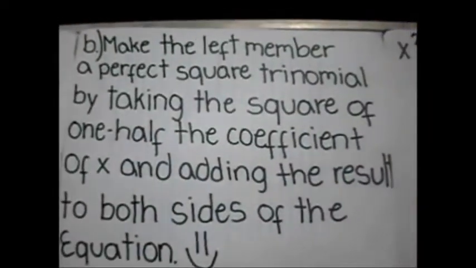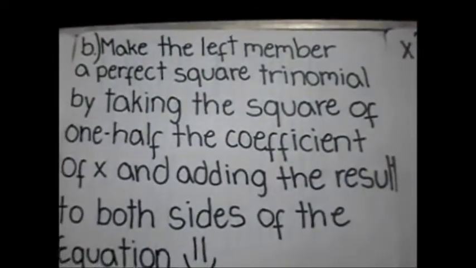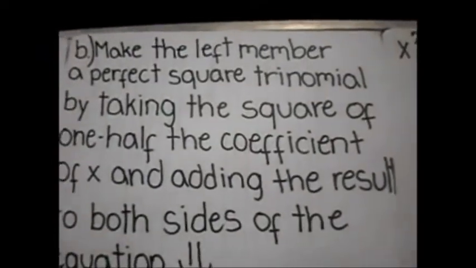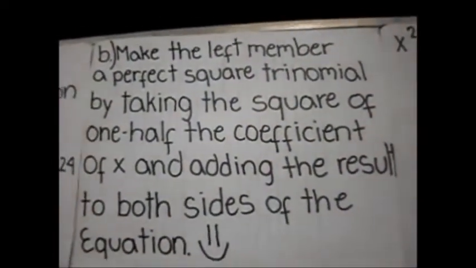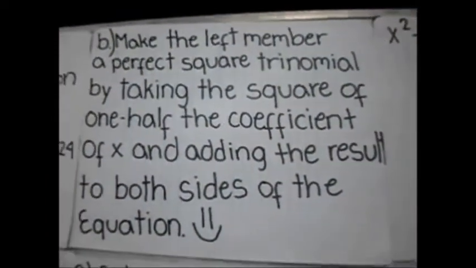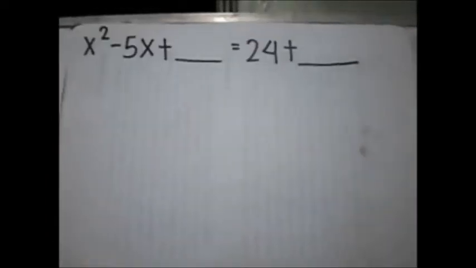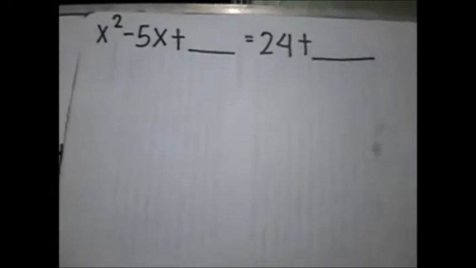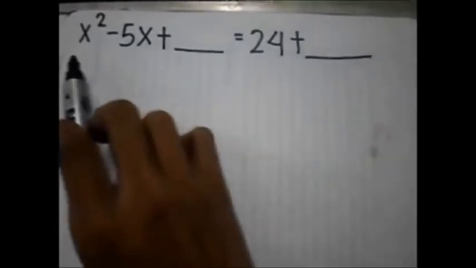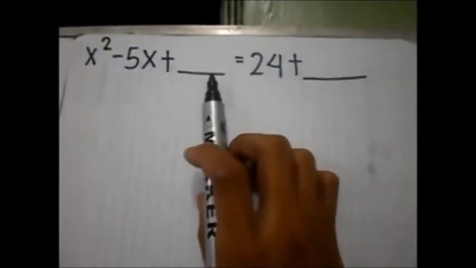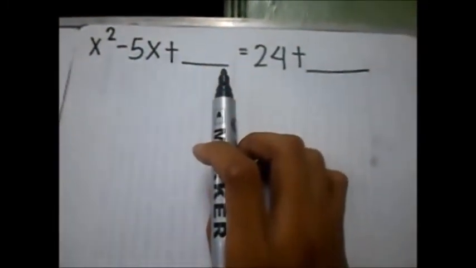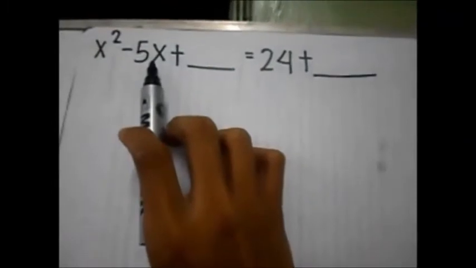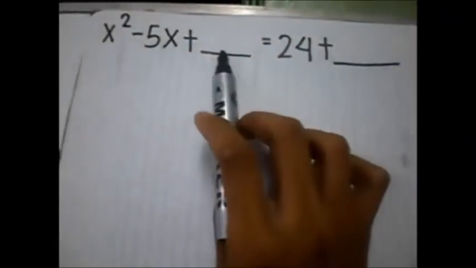The next step is to make the left member of the equation a perfect square trinomial by taking the square of 1/2 the coefficient of x and adding the result to both sides of the equation. As it said in the second step, we must make the left member of the equation a perfect square trinomial by taking the square of 1/2 the coefficient of x and adding the result to both sides.